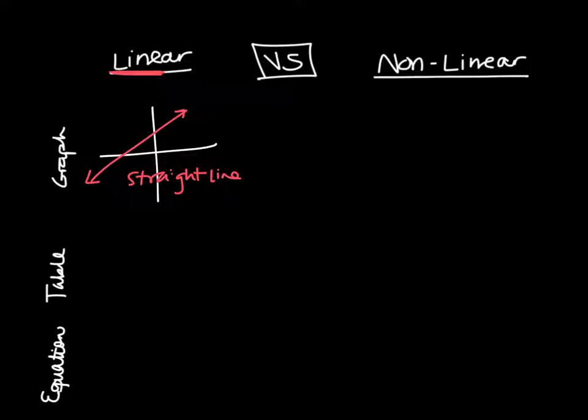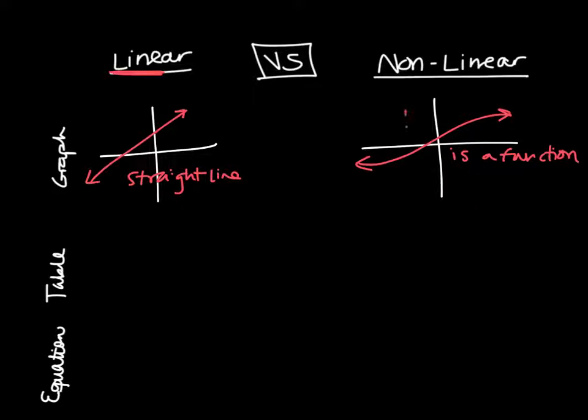And then obviously the opposite of being straight, nonlinear, would be anything that is curved even a little bit. So even though what we see right here is a function, because it's going to pass my vertical line test, right? If I draw my vertical line, it's only going to touch one time. It is a function, but it is not linear because it's not a straight line. Graphs are really easy to check.